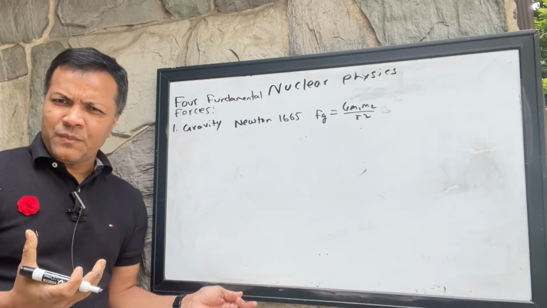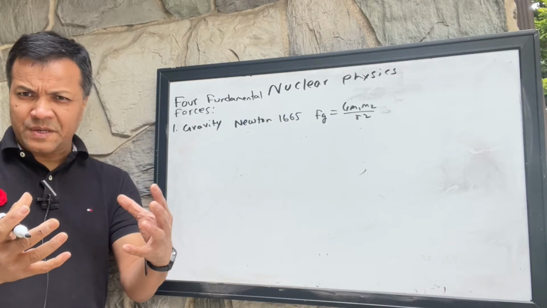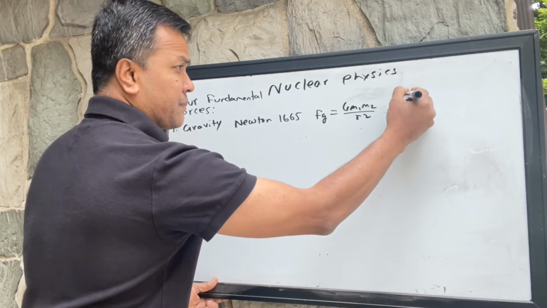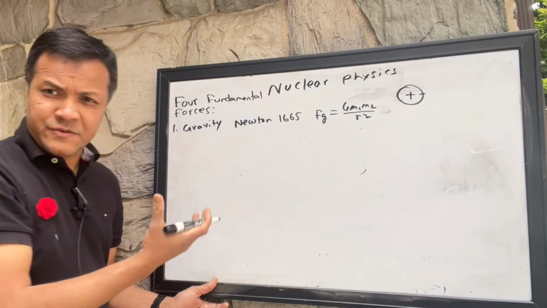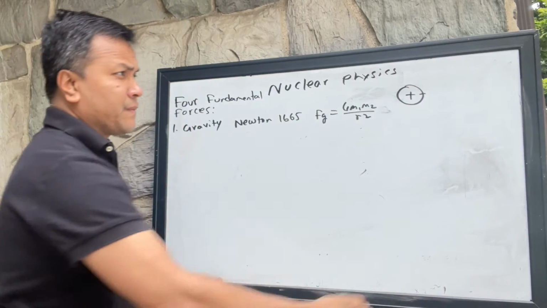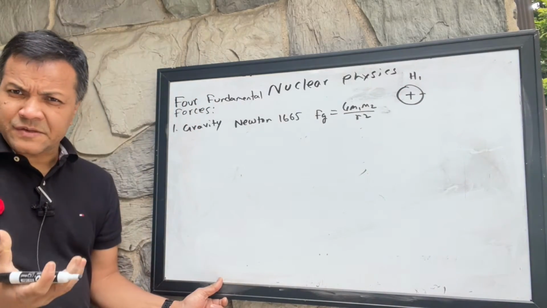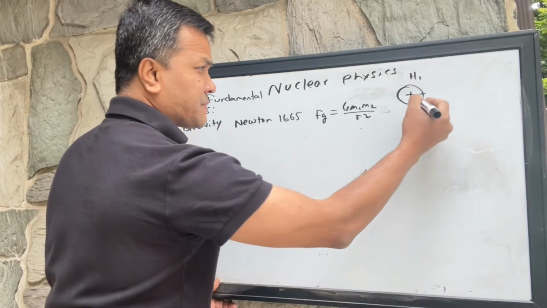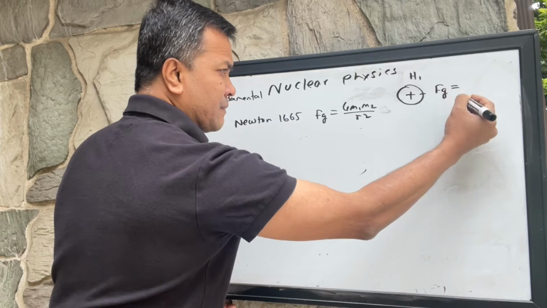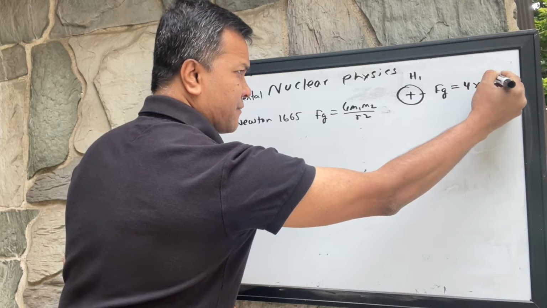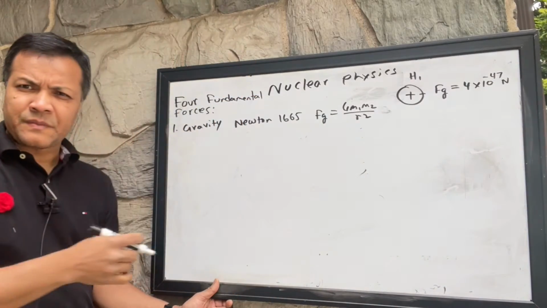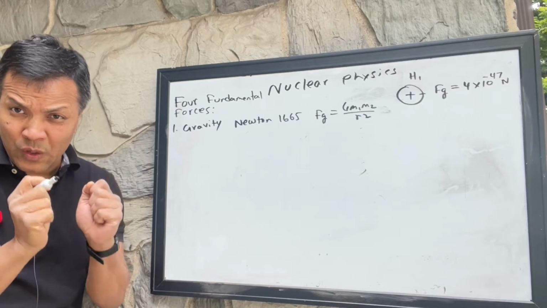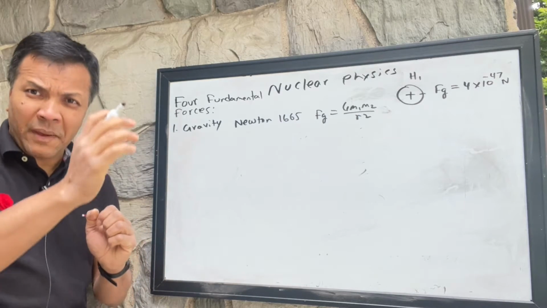I'm going to give you 2 examples. There is an attractive force between, for example, the electron and proton in a hydrogen atom. So this is a hydrogen atom, of course hydrogen 1, and there is an attractive force between the proton and electron in the hydrogen atom. And how much is that? 4 times 10 raised to negative 47 Newton, almost 0. How much gravitational force between electron and proton in a hydrogen atom? Almost 0 Newton.